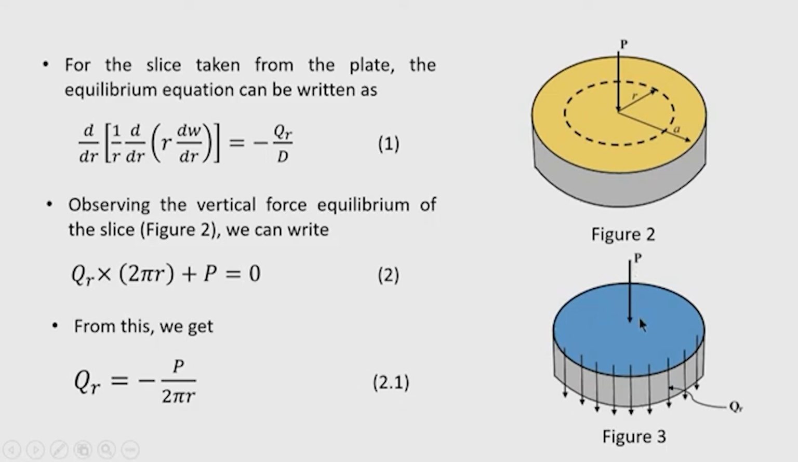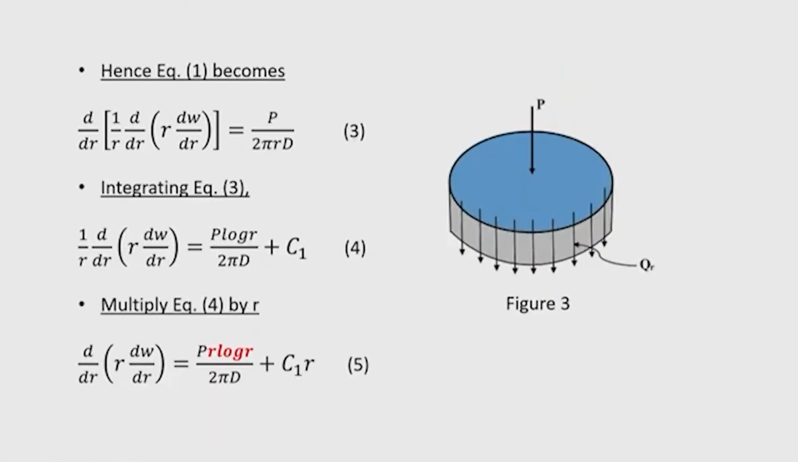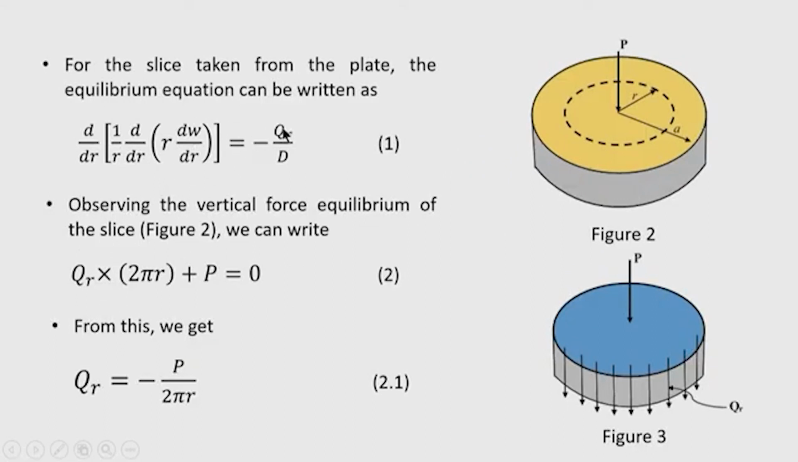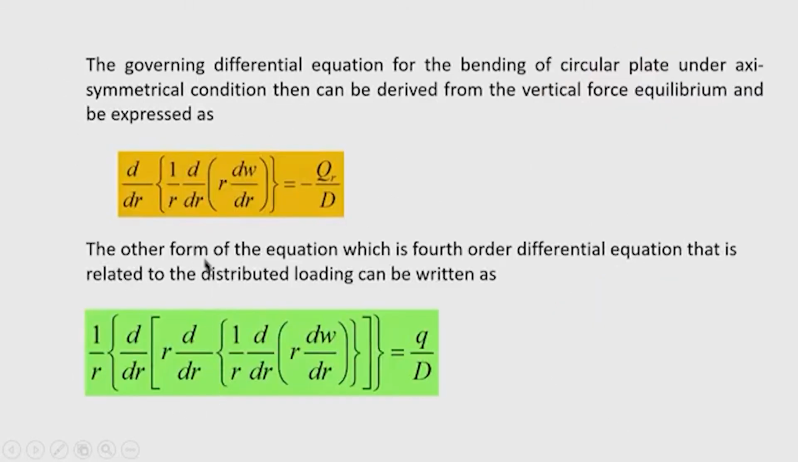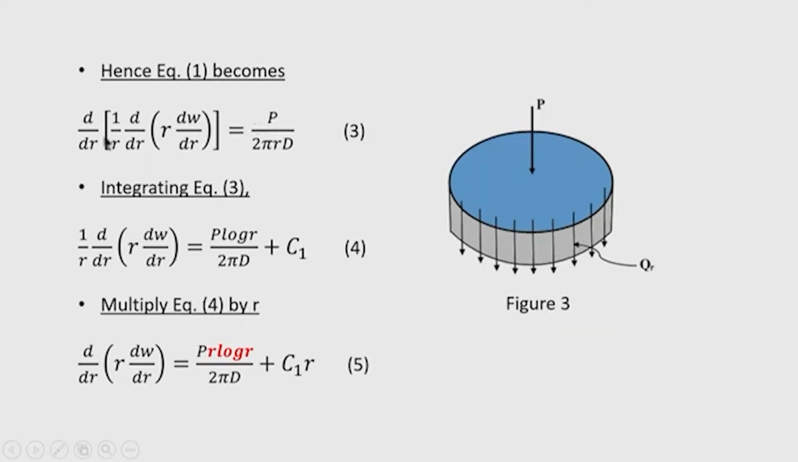subjected to a concentrated load at the center, at a radial distance r. So, now qr can be substituted in equation 1, and then we get the differential equation relating the concentrated load with the third derivative. In order to do this, I substitute qr with minus P divided by 2 pi r. So, this equation now becomes d by dr of [1 by r d by dr of (r dw by dr)] equal to P by 2 pi r D.